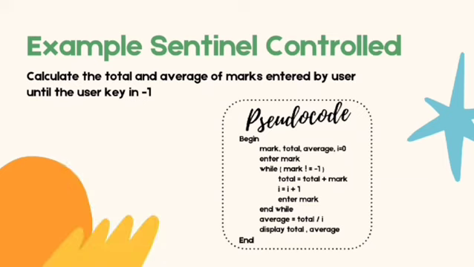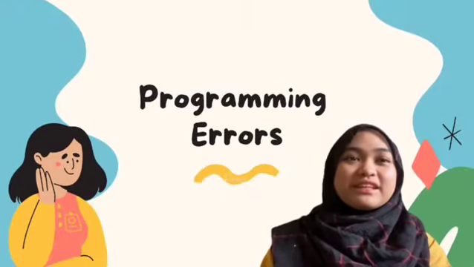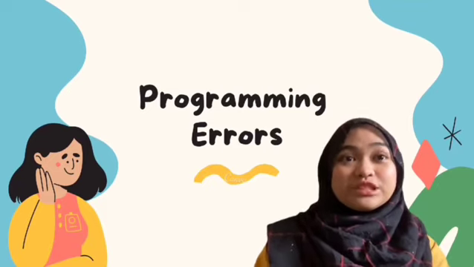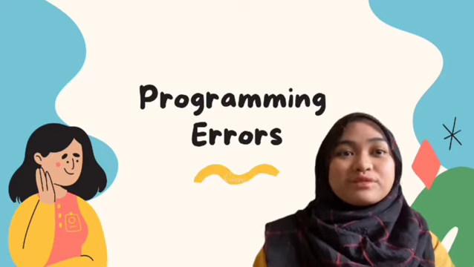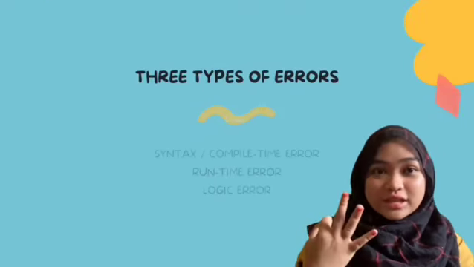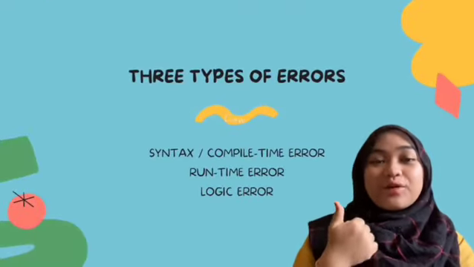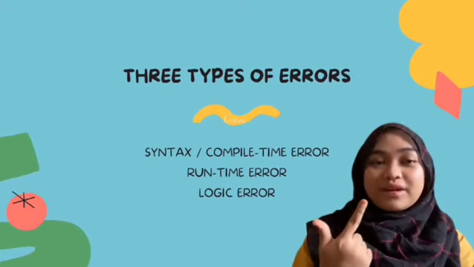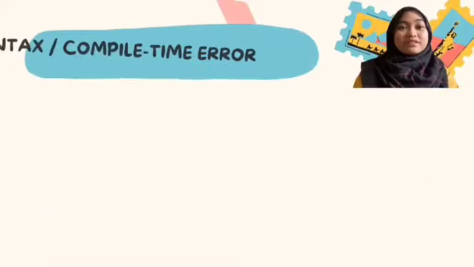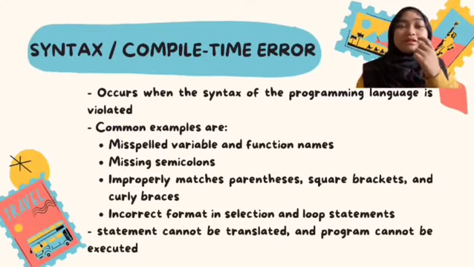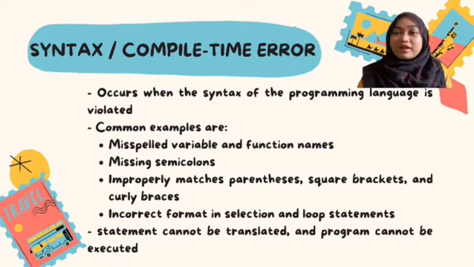Thank you. I will be explaining the last learning outcome for 3.3, use of control structures, which is explaining types of programming errors. There are 3 types of errors: syntax or compile time error, runtime error, and logic error. Firstly, we will be discussing syntax error.